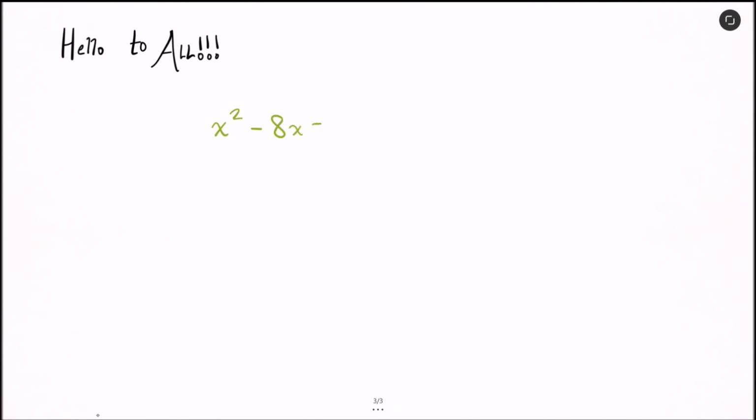X squared minus 8x equals 15 fourths. Now pause the video and see if you can solve this one on your own. Alright, now that you've given it a try or ignored me, let's figure this out.